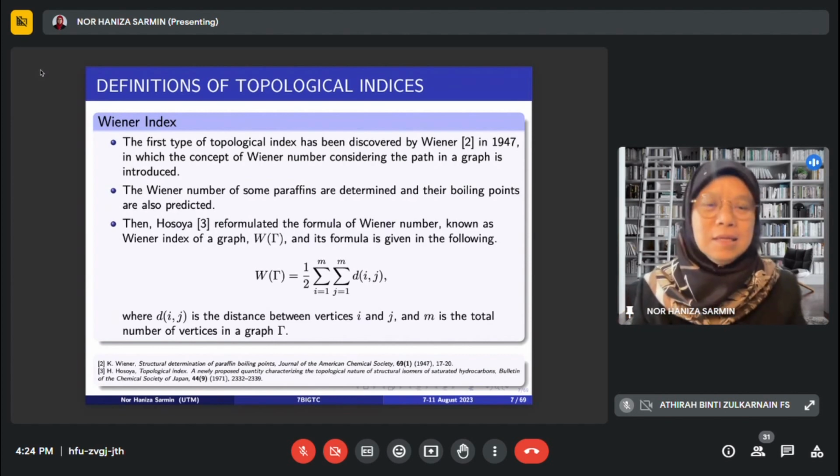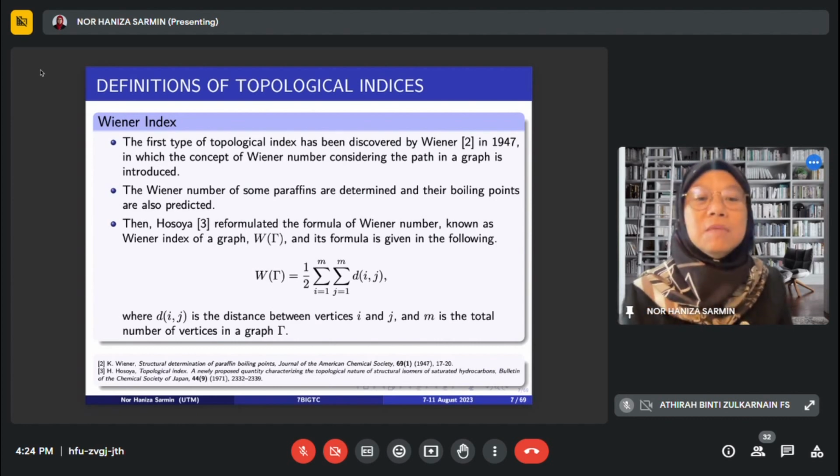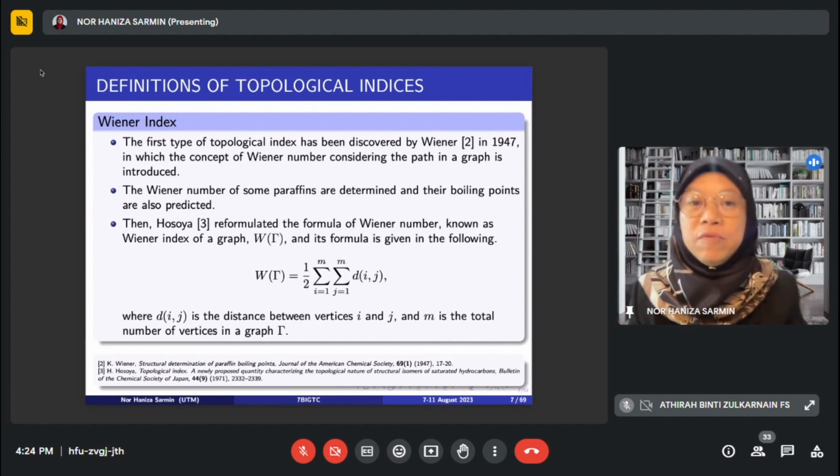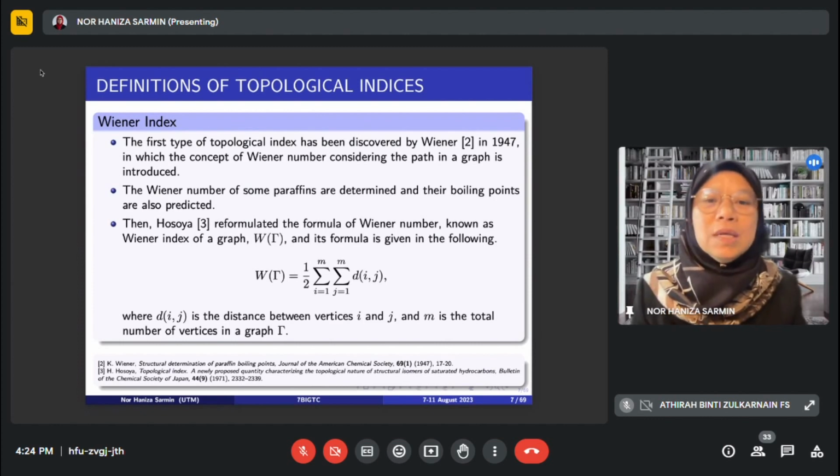The first type of this index had been discovered by Wiener in 1947, in which the Wiener number considered the path of a graph. They first calculated this for some paraffins, and they tried to find the boiling points of these paraffins. In 1971, Hosoya found the formula of the Wiener index, and called the Wiener number the Wiener index. And this is the formula. It's the double sum of the distance between each pair of vertices i and j, up to the total number of vertices in the graph.